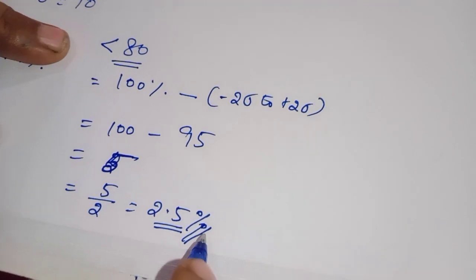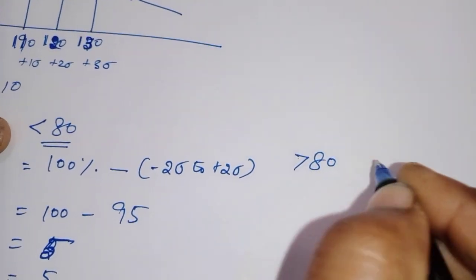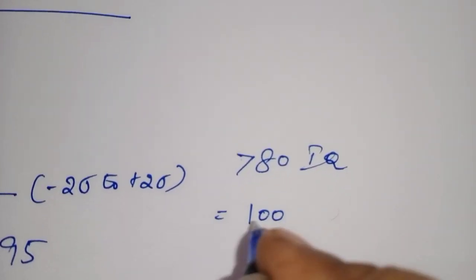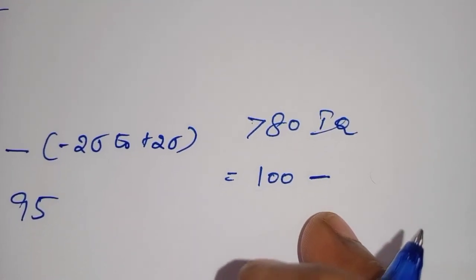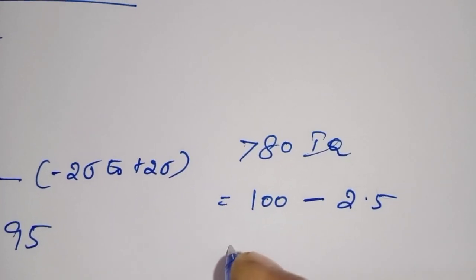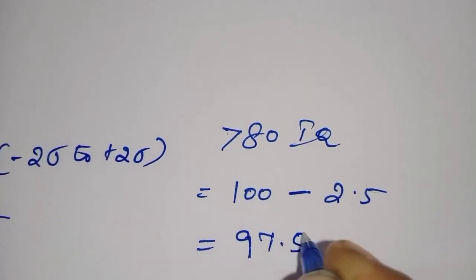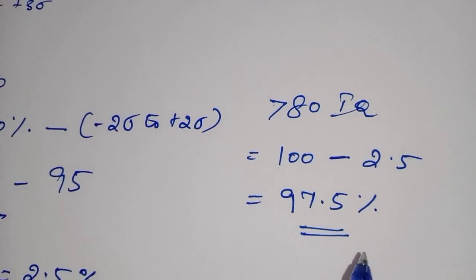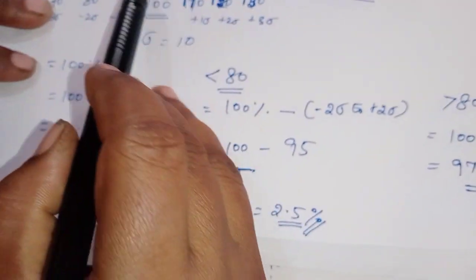From this we can even say what is the chance of getting above 80 IQ. Since we know below 80 is 2.5, the chance of getting above 80 is 100 minus 2.5, that is 97.5%. So this is the way we can apply this normal distribution, and we can identify where we stand.